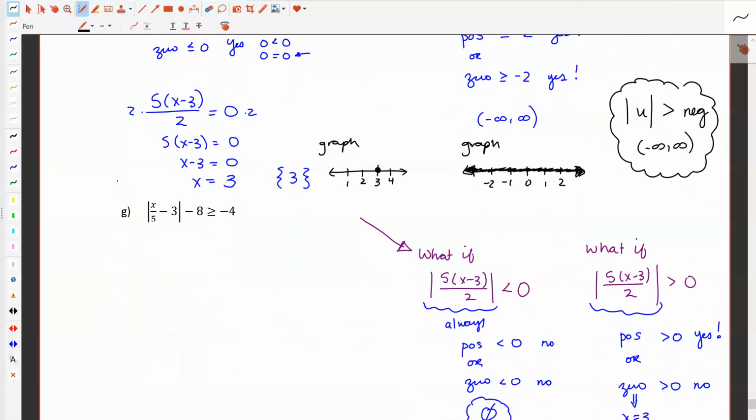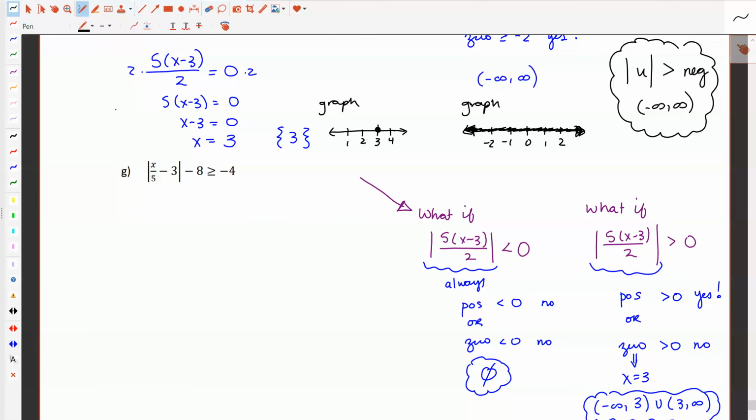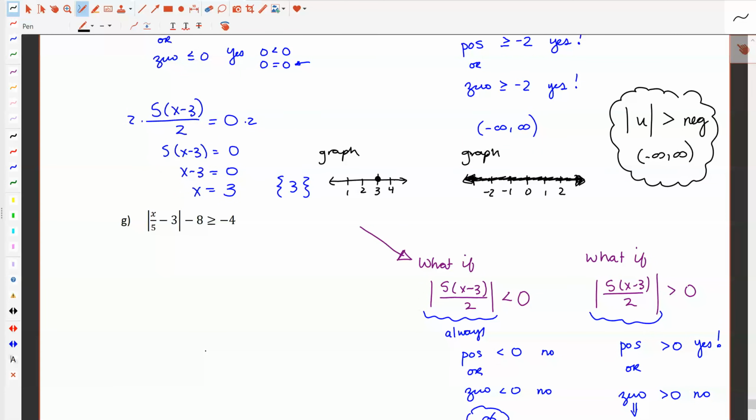Okay, so one last example. Here's an absolute value: the absolute value of x over 5 minus 3, close the absolute value, -8 is greater than or equal to -4. Now, a lot of students will say, hey, I have an absolute value and a negative number on the other side. Those are the cases we have to be careful of. They'll say this is my -infinity to +infinity case, put that down, and move forward. You can't make those determinations if your absolute value is not isolated.